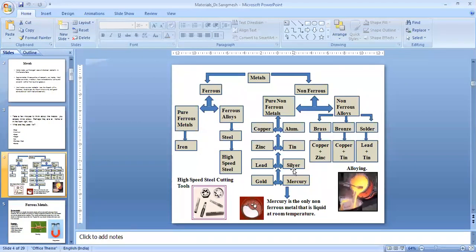Maybe you have seen that mercury, if you start placing it over a surface, splits on its own. That is the main characteristic involved with respect to mercury. So mercury is the only non-ferrous metal that is in liquid state even at room temperature.